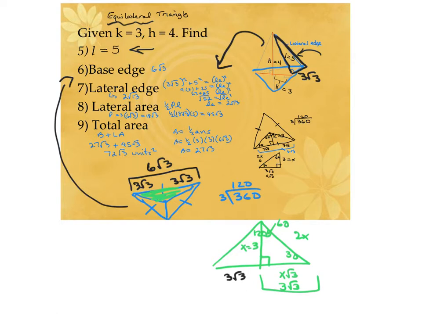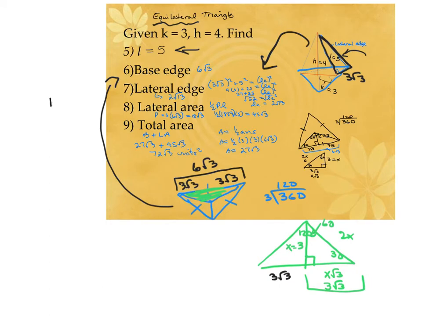So now to find the lateral area, you're going to use the formula 1/2 perimeter times slant height. Here, if each side is 6 square root 3 and there's 3 sides, the perimeter is equal to 18 square root 3. And then I multiply that by the slant height, which was 5, and then divide by 2.